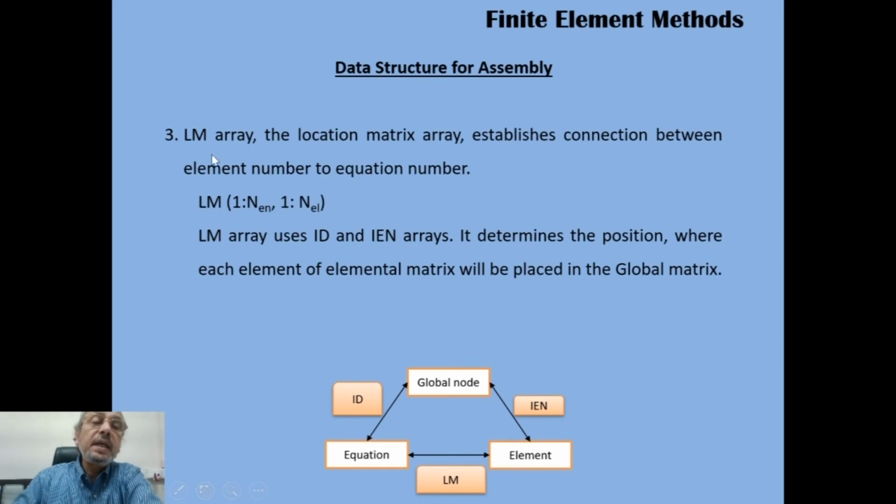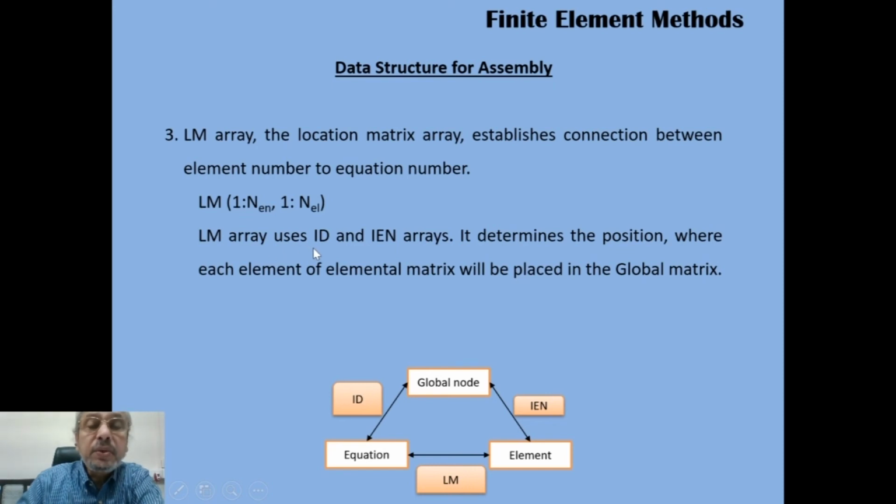And another array is the LM array. The location matrix array establishes the connection between the element number and the equation number through the local node number. So that is why here this is EN, which is basically the local node number, and EL, which is basically the element number.